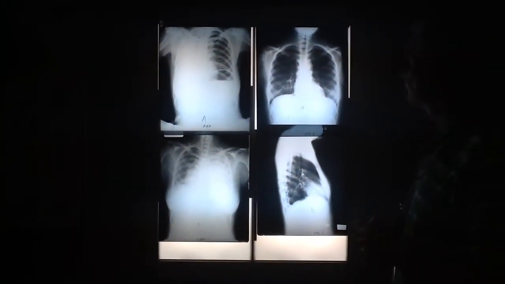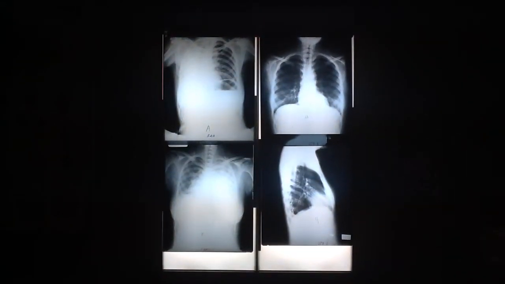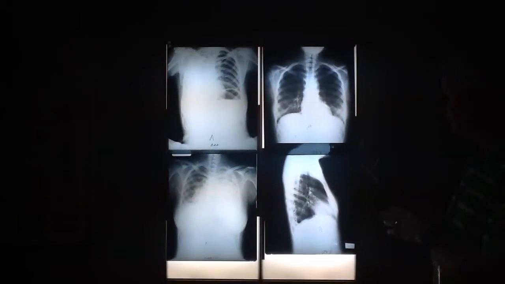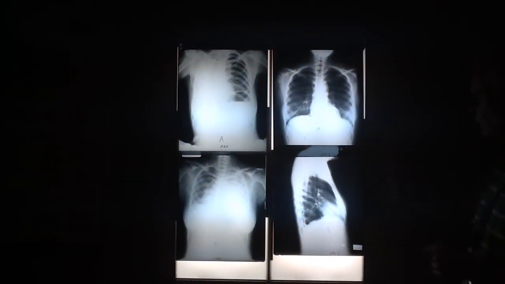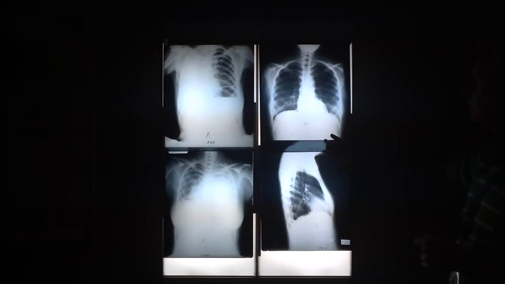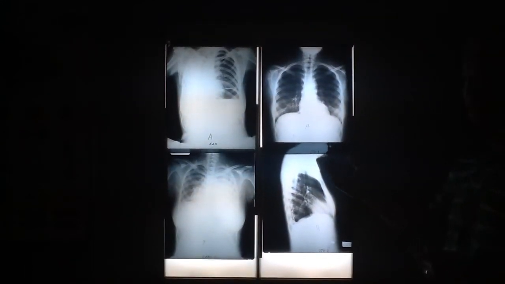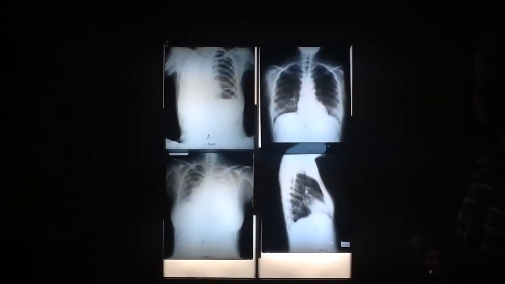So let's look at this one. This one is a little bit more characteristic of what a pleural effusion can look like. And it also illustrates how lousy a film the PA view is for pleural effusion.